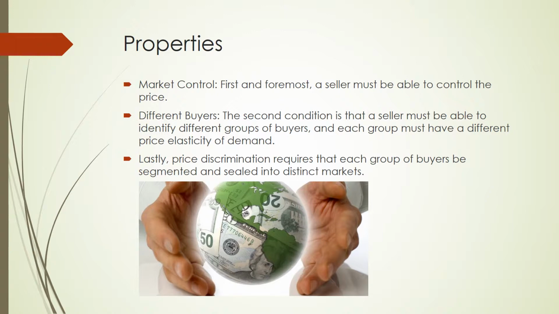First and foremost, market control. A seller must be able to control the price. The second condition is that there are different buyers. A seller must be able to identify different groups of buyers, and each group must have a different price elasticity of demand. Lastly, price discrimination requires that each group of buyers can be segmented and sealed into distinct markets.